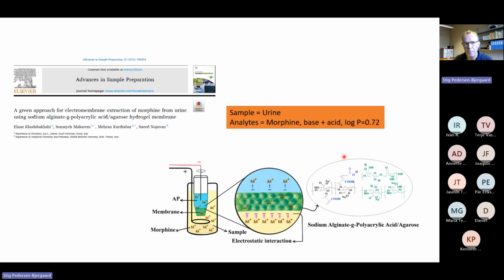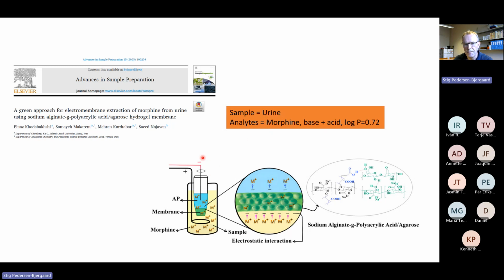Here is another application. This is extraction of morphine, and morphine is both a base and an acid, so it's a zwitterionic compound, and it has a log P value of 0.7, so it's a relatively polar substance. And in this case, the authors, these are Iranian scientists, did the extraction from urine.